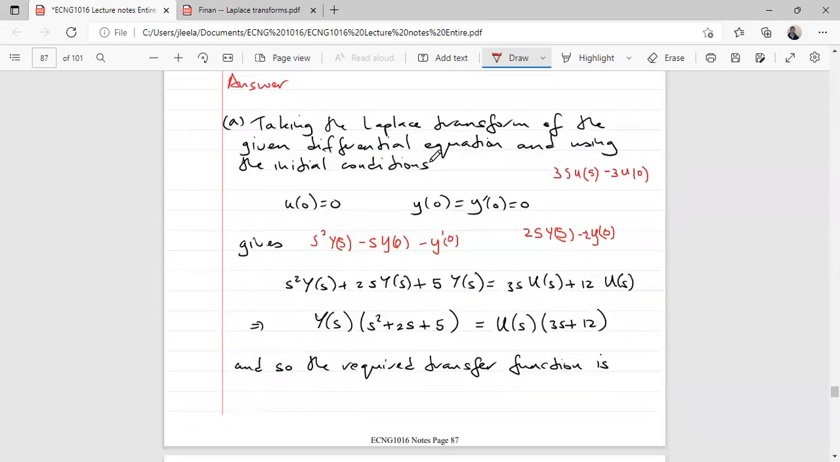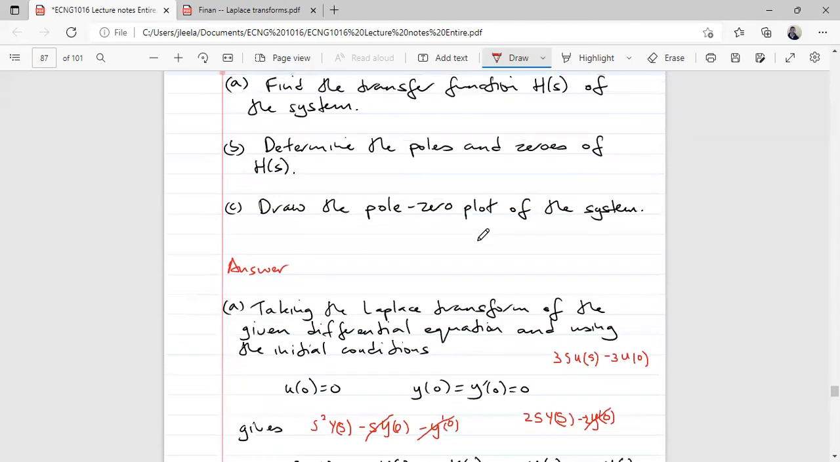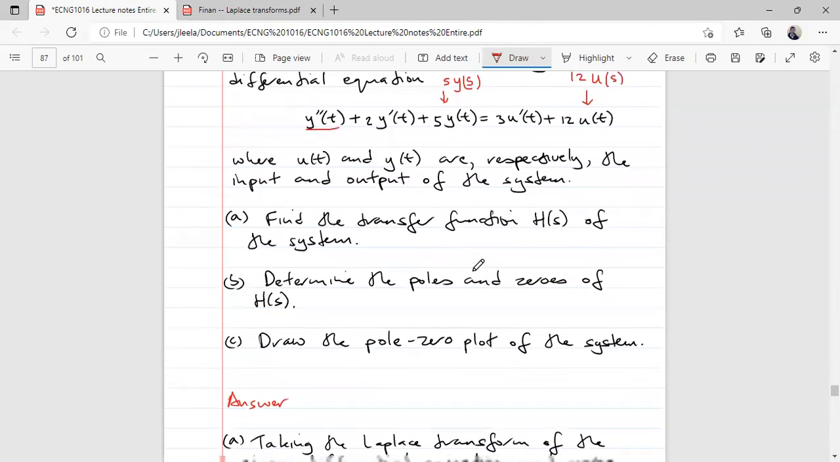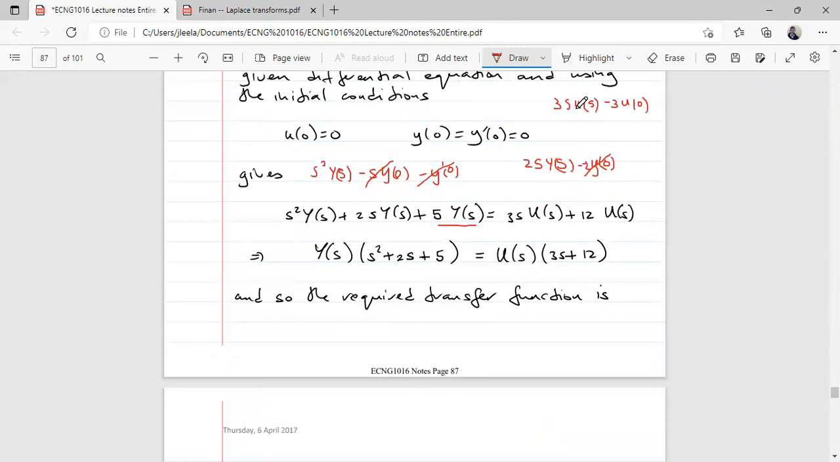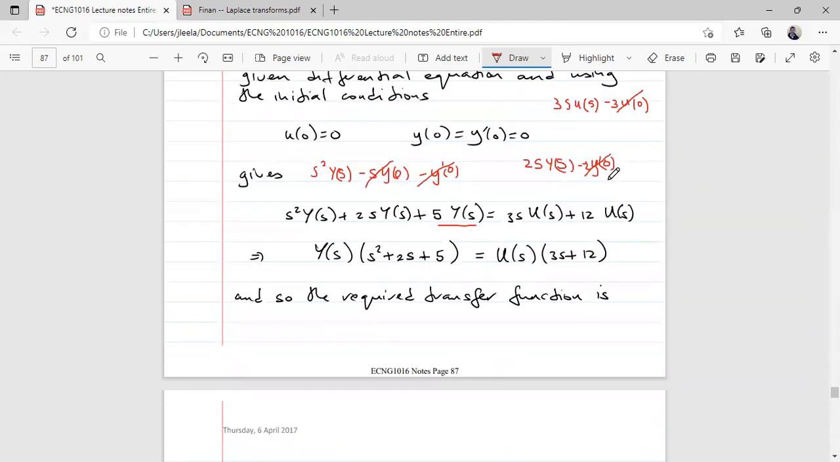So remember what's happening here. This will be 0, this will be 0, so all that will survive is this. And then the second term, this part will be 0 because your initial condition is 0. So you'll end up getting s squared Y(s) plus 2s Y(s) plus 5Y(s), that is the last term we had up here. And then on the right, you'll get 3s U(s), and this will be 0 because all your initial conditions are 0, plus the 12 U(s), the Laplace of 12u t.